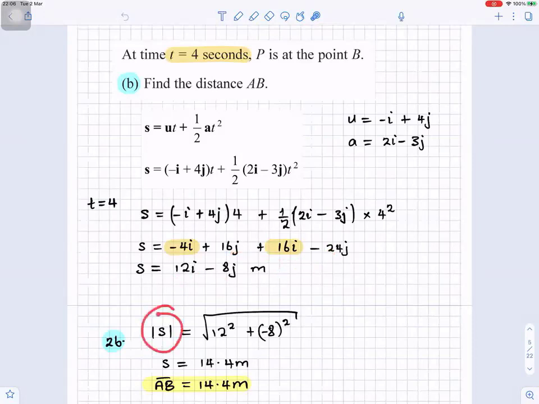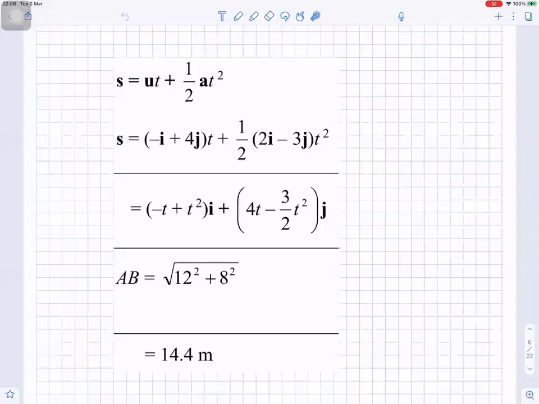So we want to find the magnitude. So it's 12 squared plus minus 8 squared. It gives you 14.4 meters for AB. So that's question 2B written neatly.